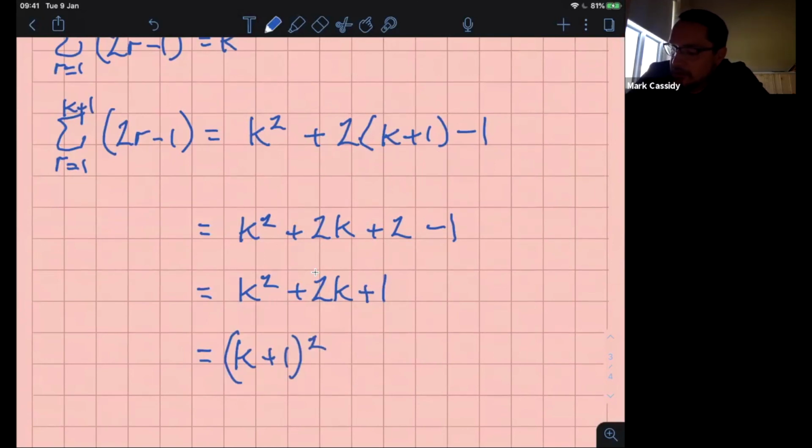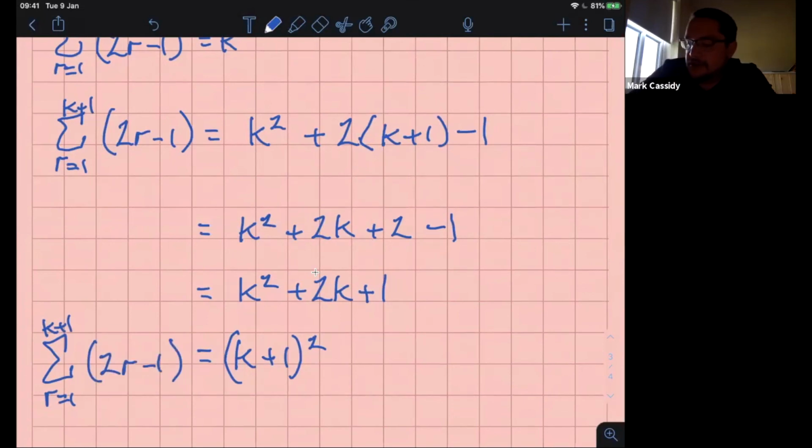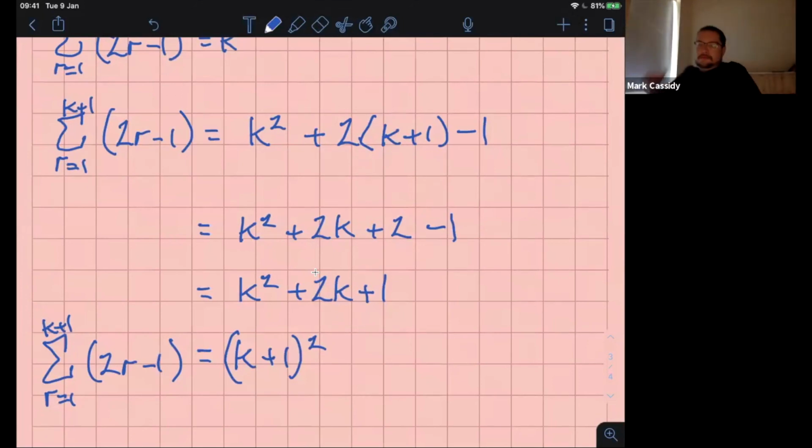all squared. So the sum from r equals 1 to k plus 1 of 2r minus 1 is equal to k plus 1 squared. Why am I in the dark? There we go, that's better. Is equal to that as required.